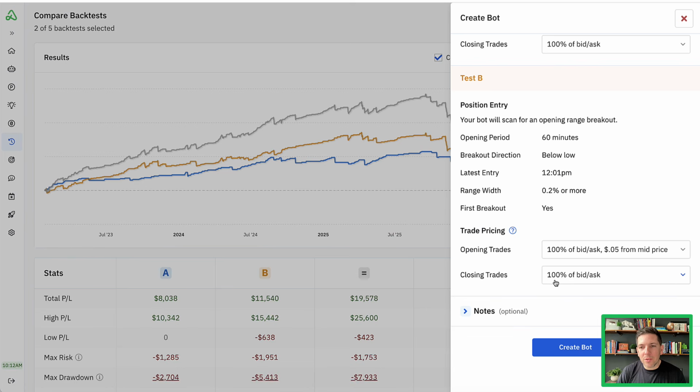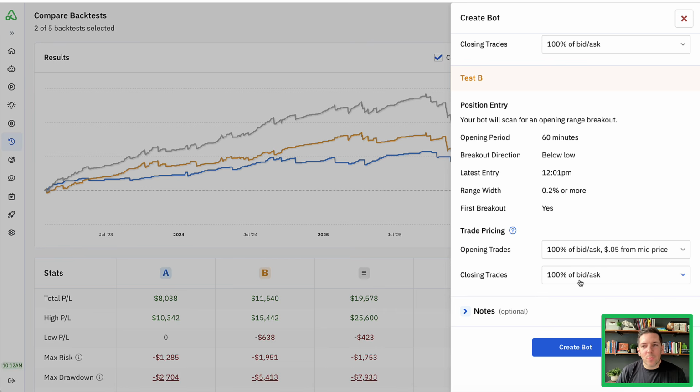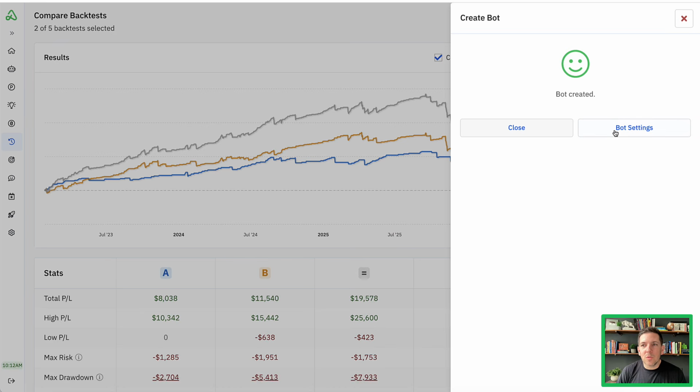Don't need to worry about closing trades. If you did have closing trades, you would do essentially the same thing, slippage from the mid. I don't have to worry about it here because these both are going to be running to expiration. And since they're SPX, they're just going to expire and be cash settled. And once you're good, you just simply hit the button to create the bot.